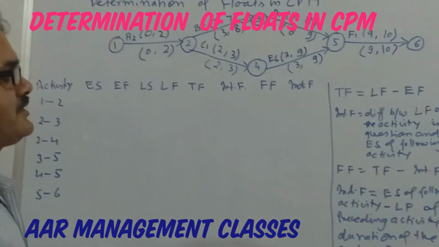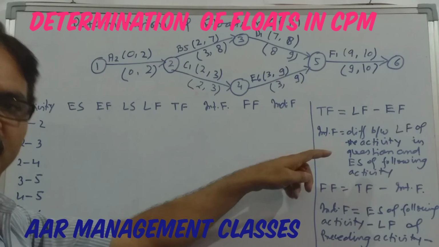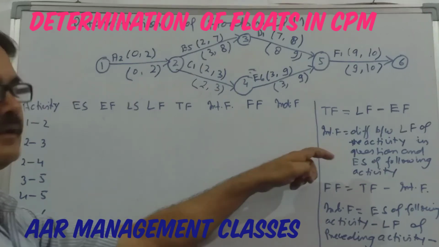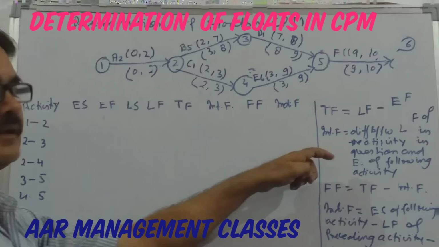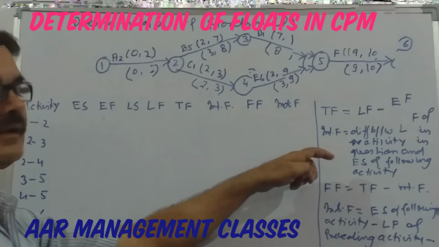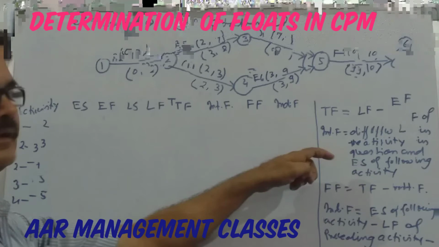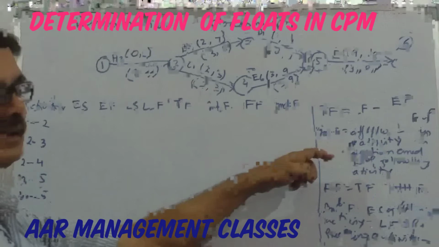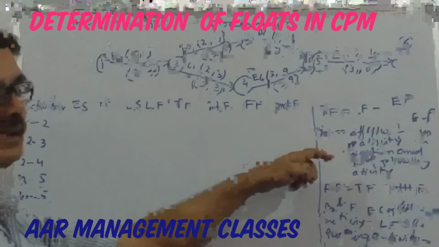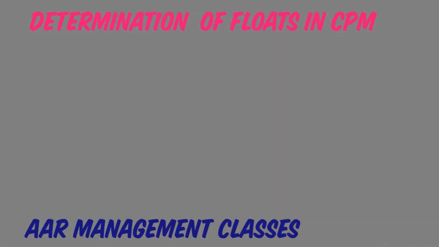Interfering float, in this case, is taken as the difference between the latest finish time of the activity in question and the earliest start time of the following activity. Free float is total float minus interfering float. Independent float we calculate as the earliest start time of the following activity minus the latest finish time of the preceding activity minus the duration of the activity in question. Taking these into account, let us now try to calculate the floats.